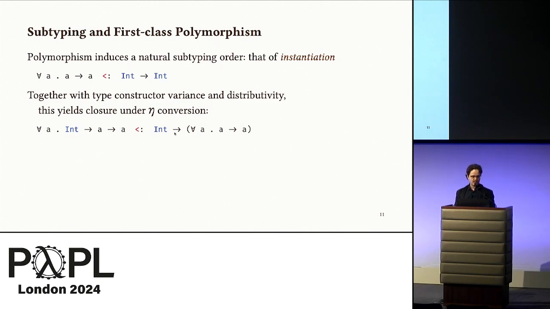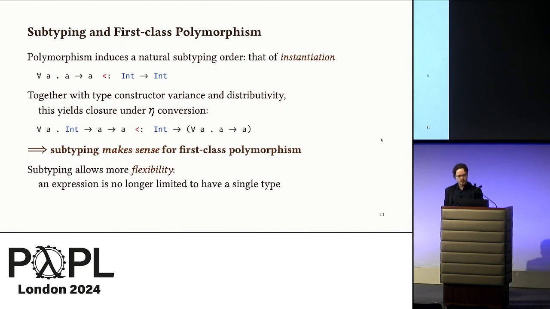So here's an example where we add a subtyping rule to distribute the outer quantification inside the inner function type. Basically, what I'm trying to say is that subtyping makes sense for first-class polymorphism, and it allows some flexibility. It allows an expression to have more than one type and no longer be limited to one type.